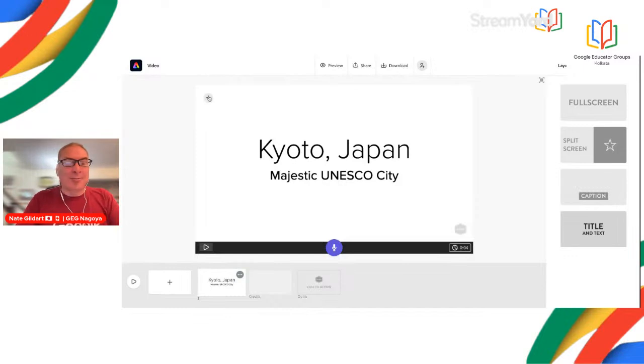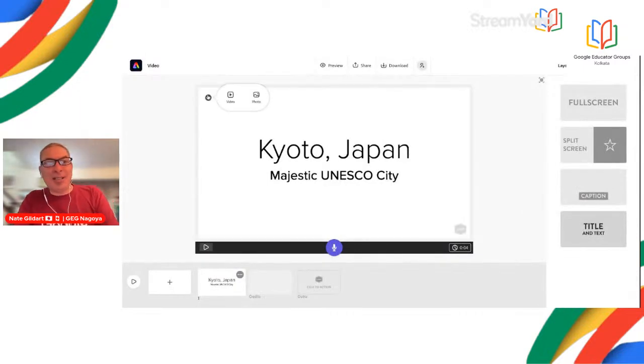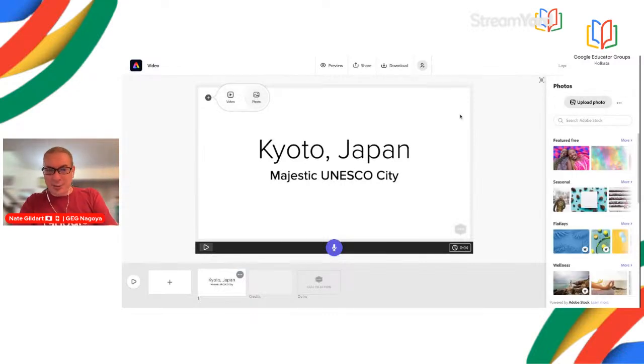Let's add a background. So I'm going to click on my little plus button. If you notice here, let me zoom in. Top left, I've got my plus button. I'm going to choose photo. Now, if I chose video, I've got to upload my own video, right? And remember, if you do that, you want to make sure it's copyright free. But here I'm going to choose photo. I could upload my own, but I'm going to choose Kyoto.